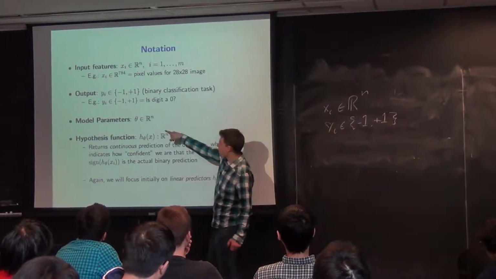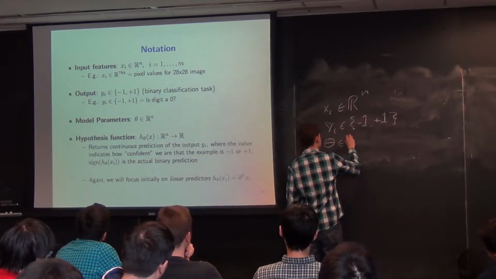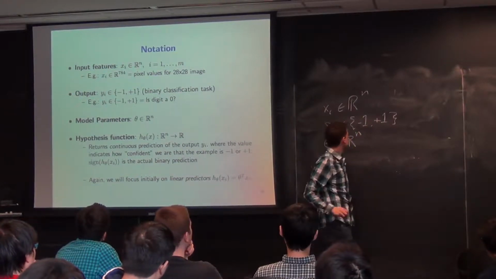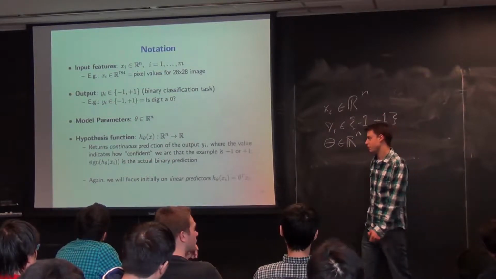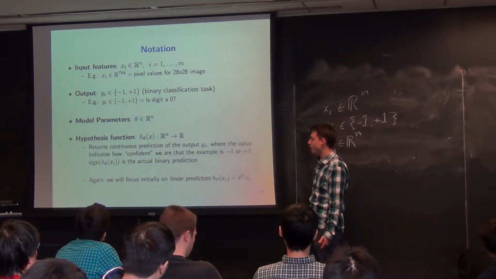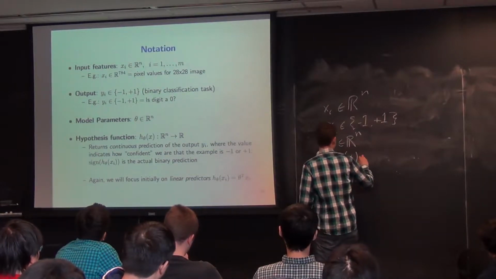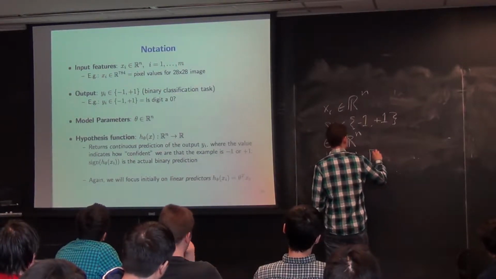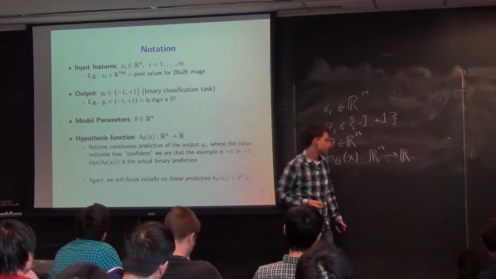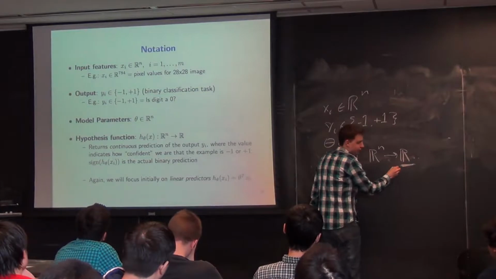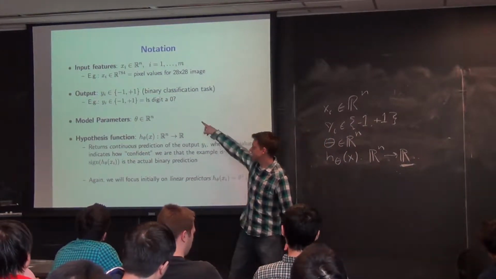Like before, we have model parameters, theta, which are also, at least for linear predictions, the same dimension as our input features. And we have a hypothesis function, a function that takes inputs in Rn and maps to R. Now this part's important here. We're saying our hypothesis still outputs real valued numbers, even though we're trying to predict something that's binary.